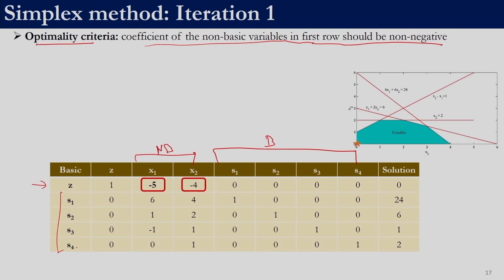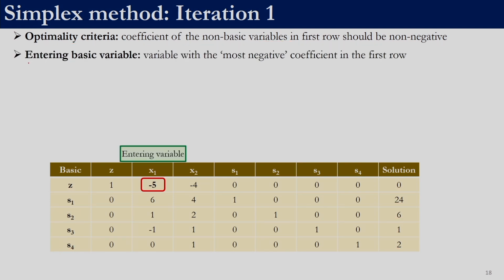Since x1 and x2 are not over here, they are non-basic variables and their value is now 0. The values of s1, s2, s3, s4 are 24, 6, 1, 2. The value of the objective function is 0, and the values of x1 and x2, since they are non-basic variables, are 0. If we see this plot, we are currently at this point. The starting point of the simplex method is this point, which is a feasible solution.